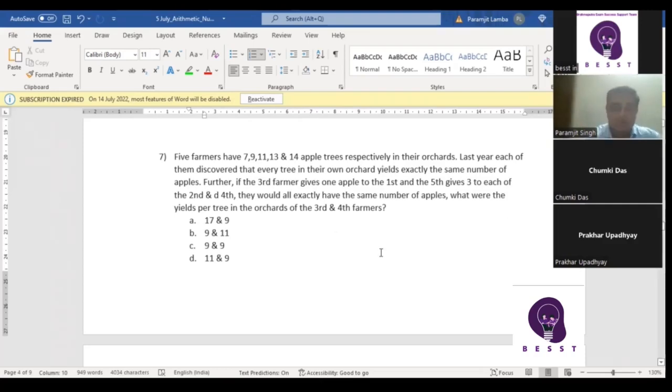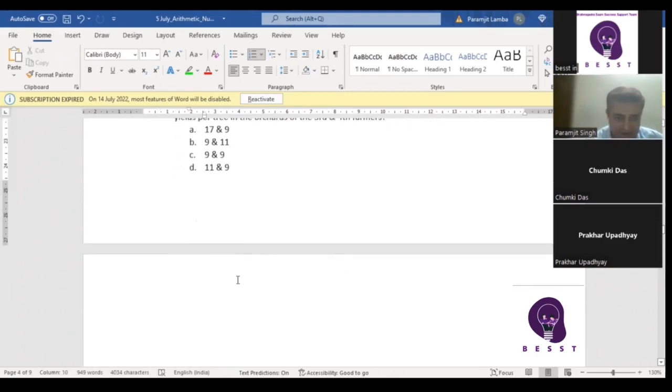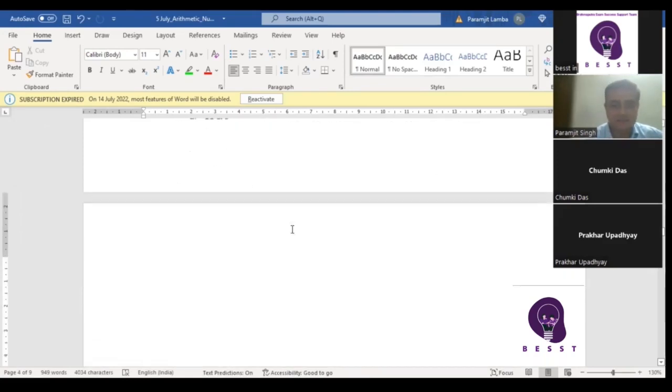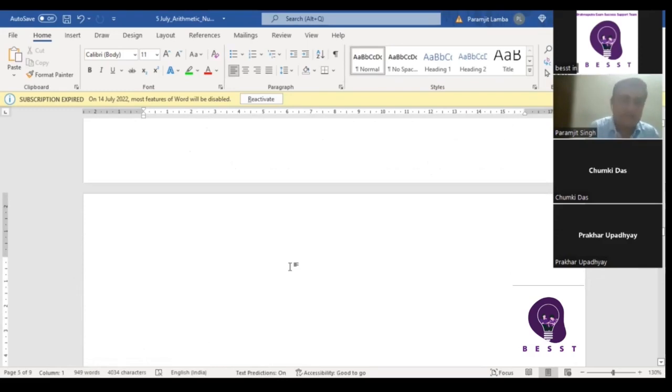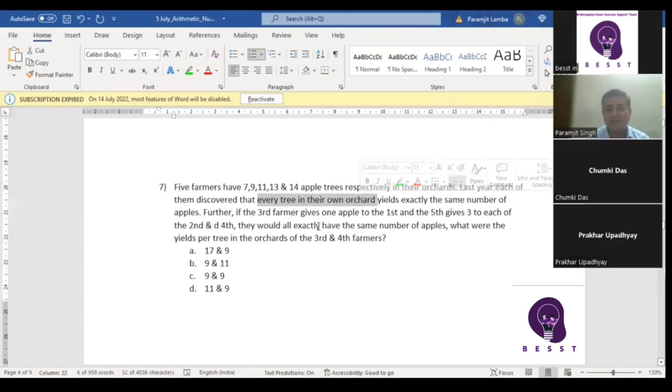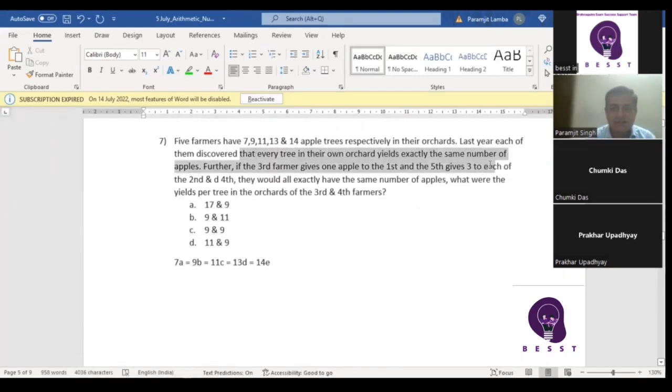Now, like in the previous question, we had to find the value of G. Please stick logically till the end, till you have the conclusion for the third and fourth farmer. I'll give you a head start over here to work with. 7, 9, 11, 13, 14. So let us say the farmers are A, B, C, D, and E. So we need to write 7A, 9B, 11C, 13D, 14E. These are all the farmers. Last year, each of them discovered that every tree in their orchard yields exactly the same number of apples.